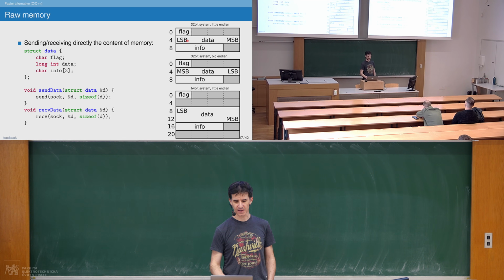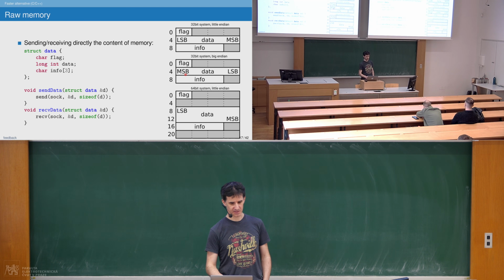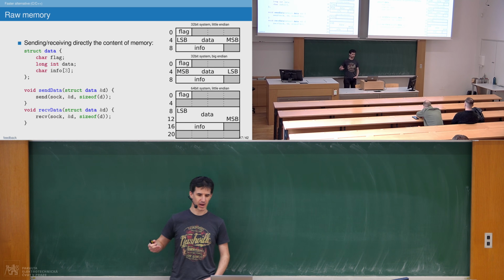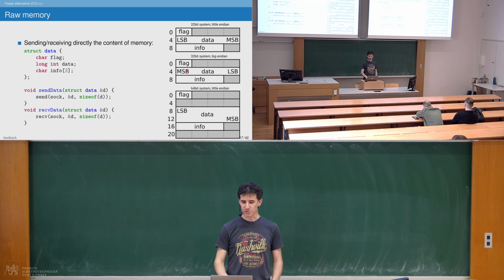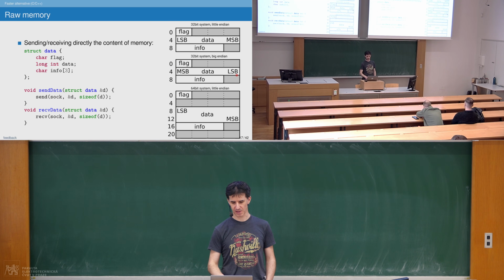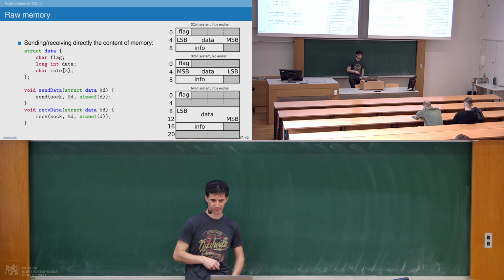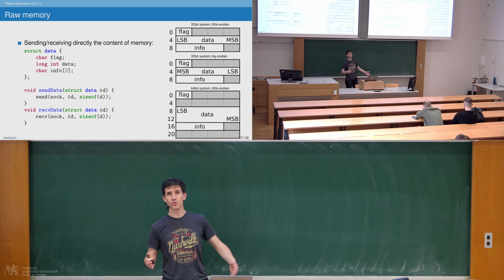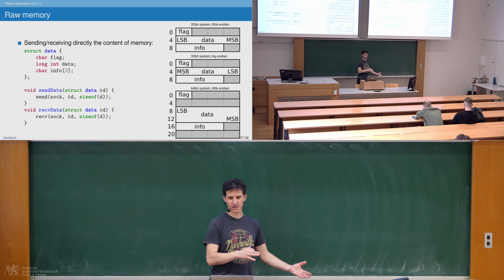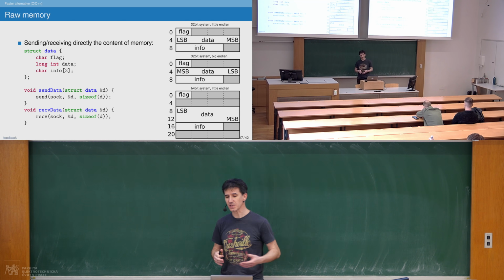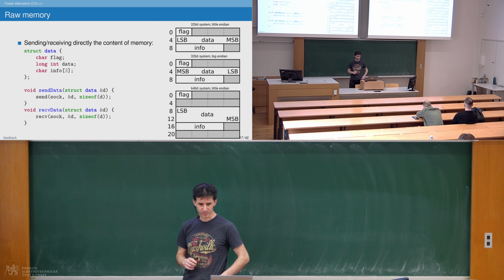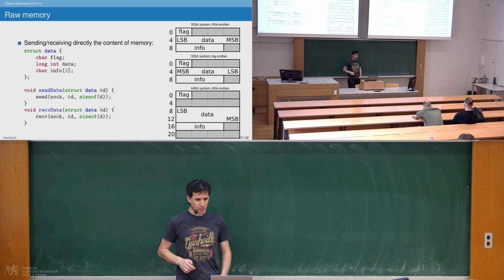So in little endian, the least significant byte is first and the most significant byte is last. In a big endian system, which was some older ARM architectures, the most significant byte was first and the least significant byte was last. So again, if you communicate between a little endian system and a big endian system, even though they are both 32-bit, they would still not understand each other. So these are the problems.